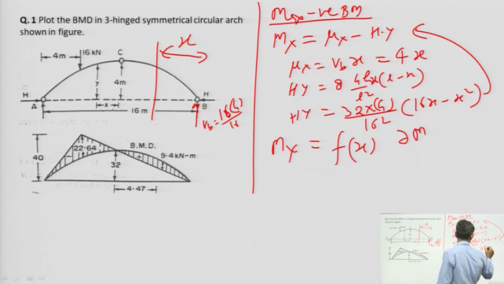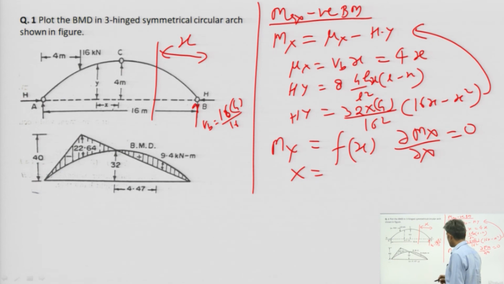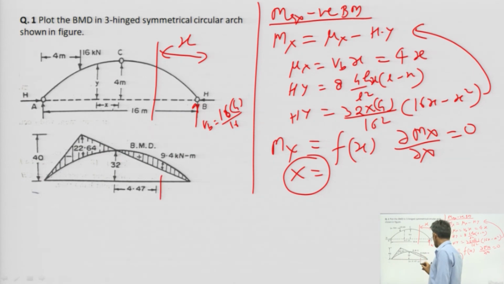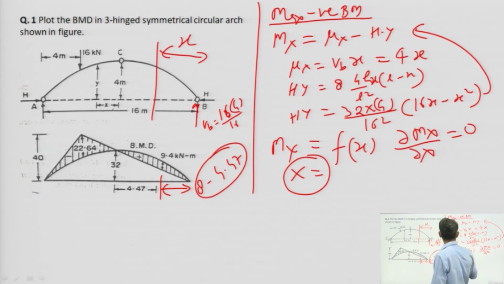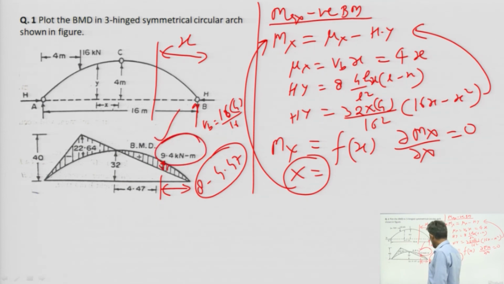Okay. Differentiate mx with respect to x and equate it to 0, then we will get the value of x, meaning the value of x where it has the maximum bending moment. After calculation you will get this distance, and that distance will be 8 minus 4.47, right. And by putting this value in this equation, you will get the maximum bending moment, and the maximum bending moment will be 9.4.